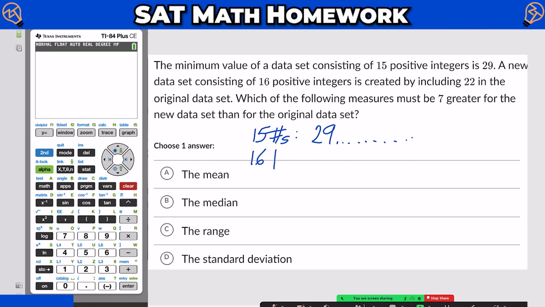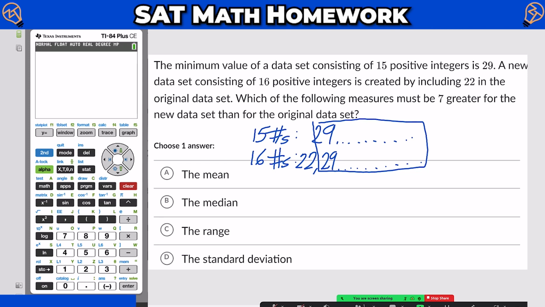and then they're saying we have a new set of 16 numbers by simply including the number 22 in the original set. So in other words, the rest of the numbers from the original set here is going to remain the same. So the 29 and then another 14 numbers. So they're asking which of the following measures must be 7 greater for the new data set.